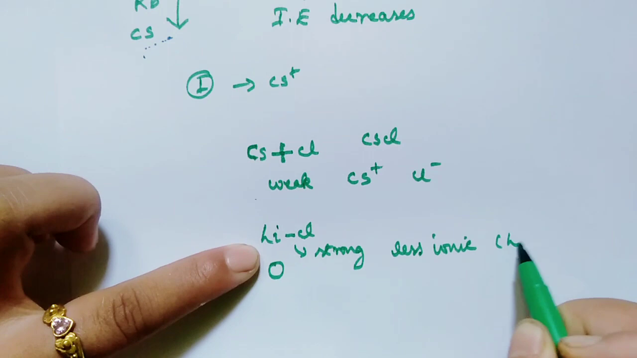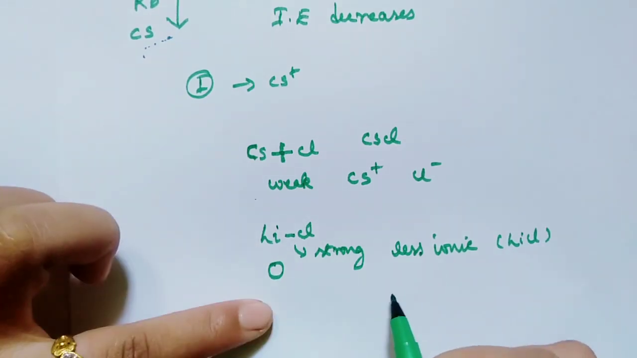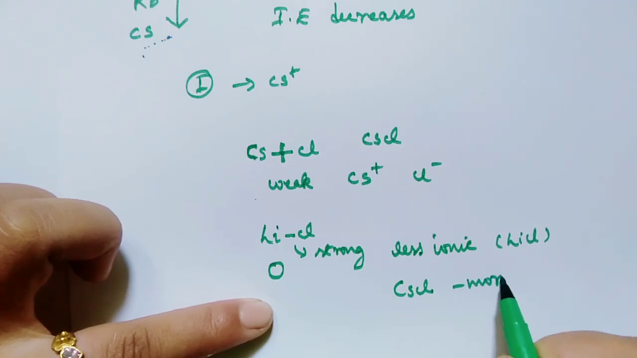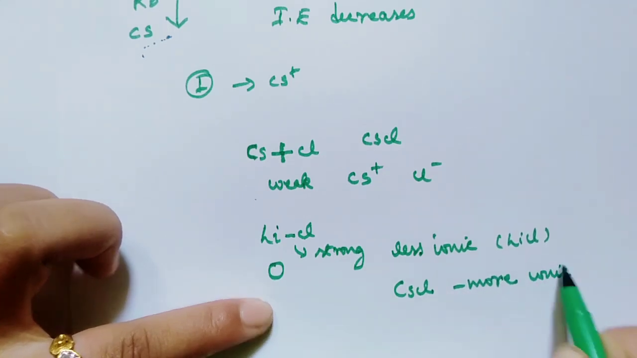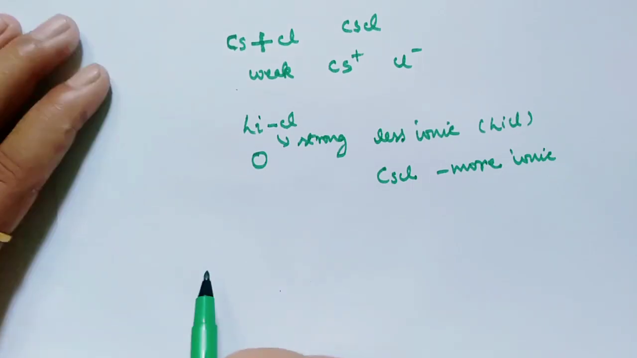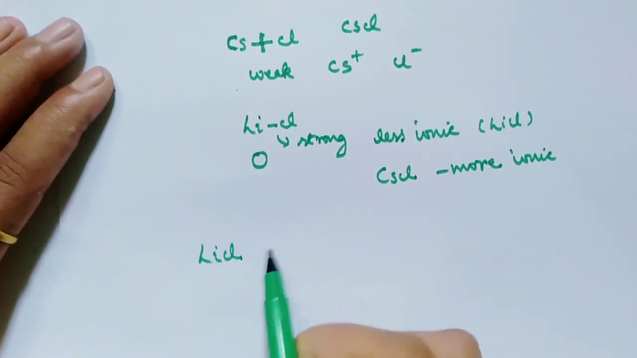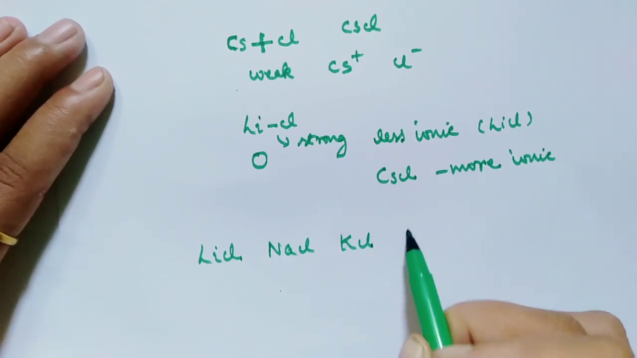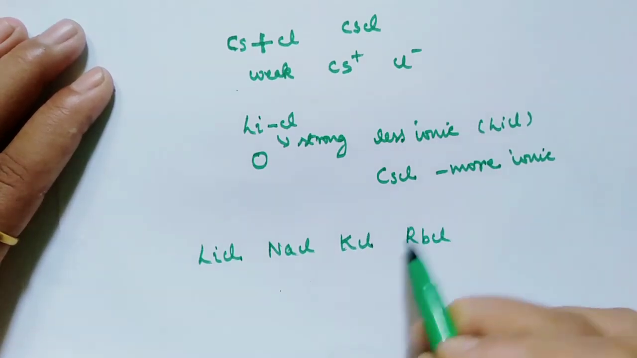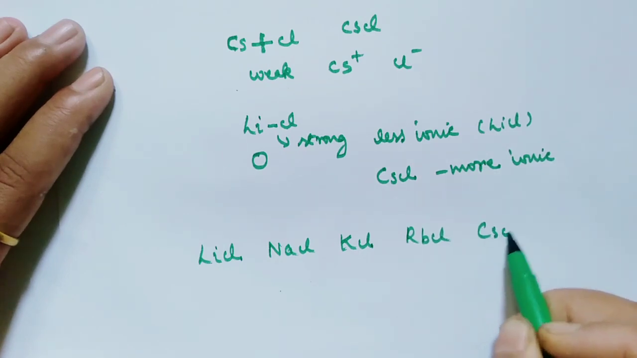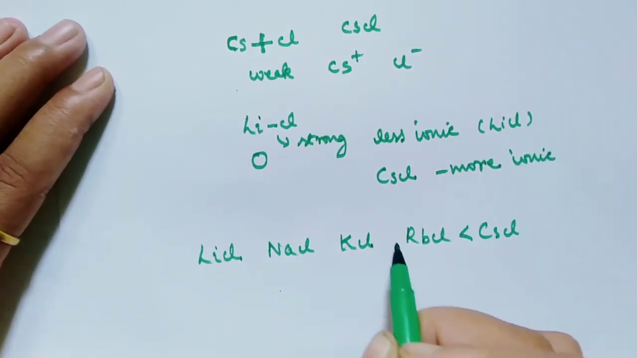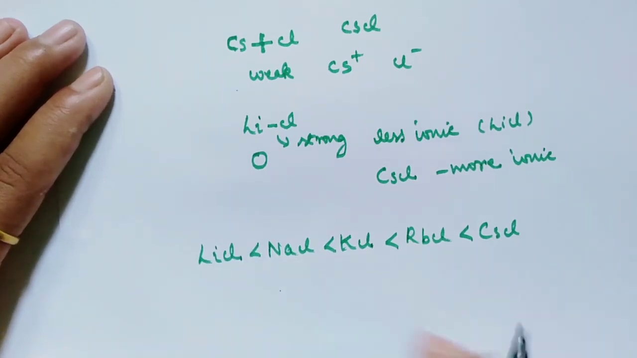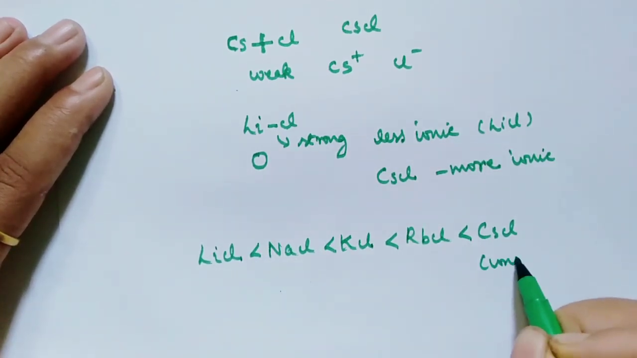Okay, lithium chloride is less ionic, whereas cesium chloride is what? More ionic. That's why in increasing order we have lithium chloride, sodium chloride, potassium chloride, rubidium chloride, and cesium chloride. This one is more ionic than rubidium chloride, than potassium chloride, than sodium chloride, than lithium chloride in terms of ionic character.